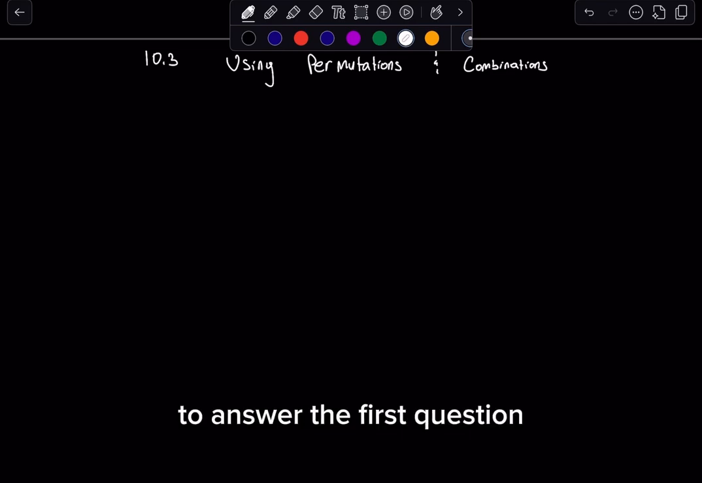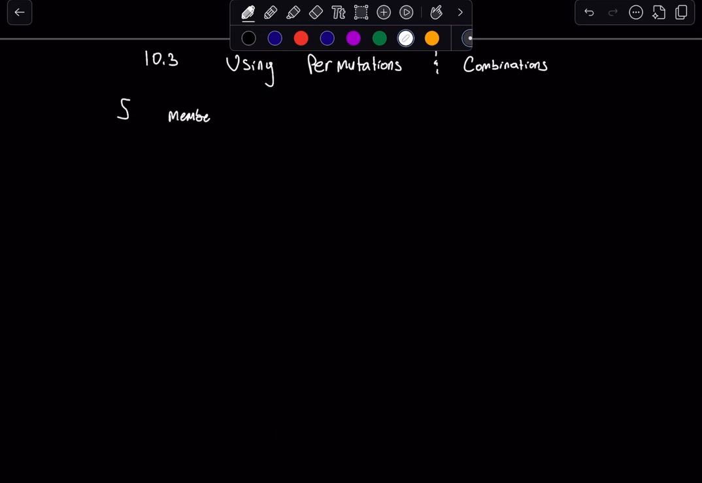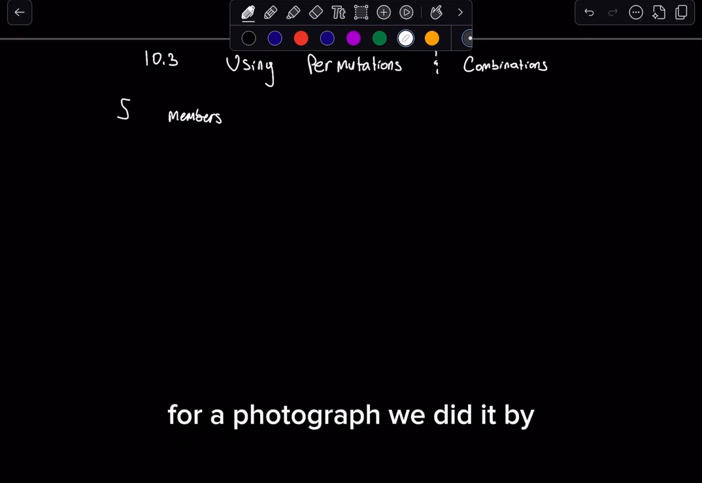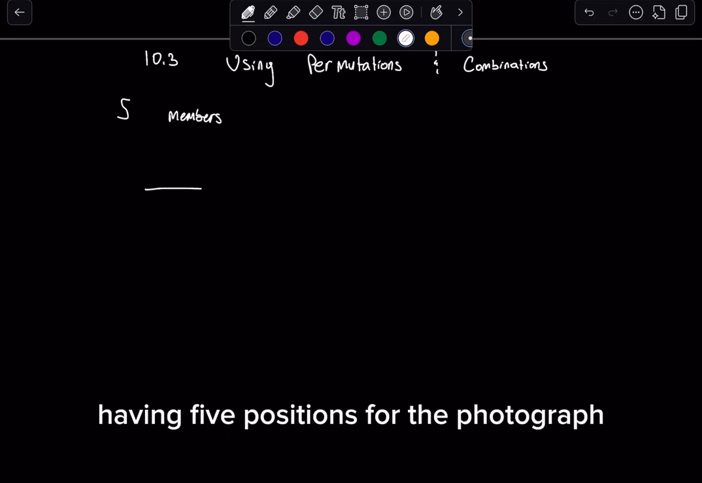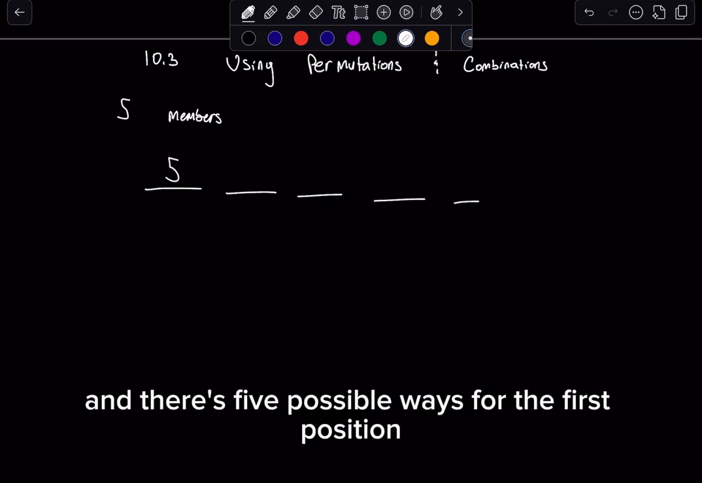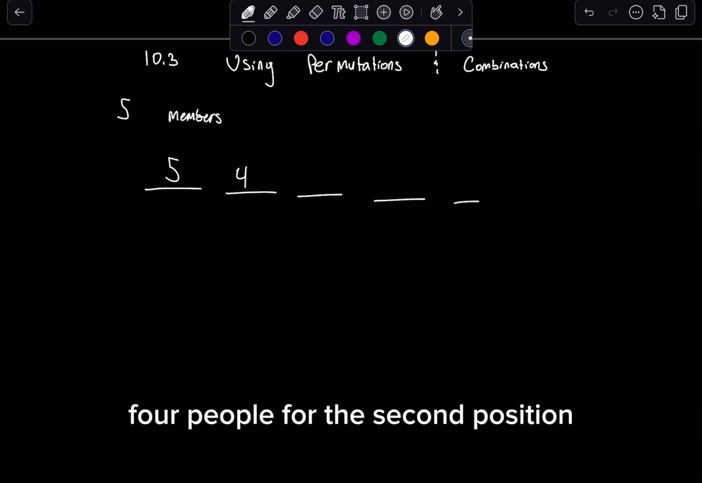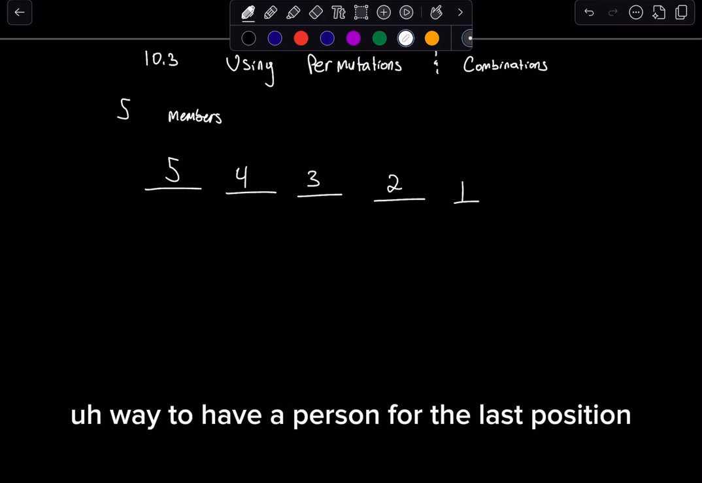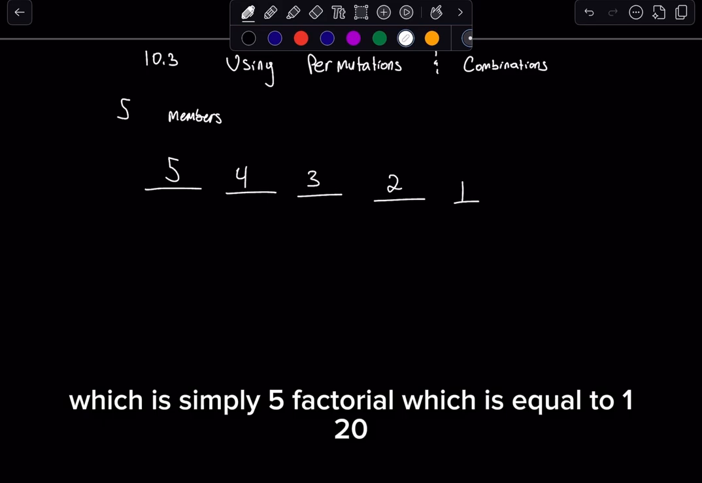Now, to answer the first question, we did it by using factorial. So if we have 5 members, and we want to look at how many ways all the club members can arrange themselves in a row for a photograph, we did it by having 5 positions for the photograph. There's 5 possible ways for the first position, 4 people for the second position, 3 people for the third position, 2 people for the fourth position, and only 1 possible way to have a person for the last position, which is simply 5 factorial, which is equal to 120.